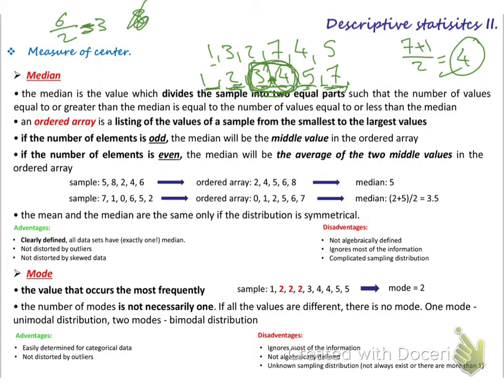So if they are even, the median will be the average of the middle 2 numbers, okay? So how can I get the middle two numbers? My sample consists of 6 items. So 6 divided by 2 equals 3. So it will be item number 3 and the next one, item number 4. So 1, 2, 3, and 4, okay?